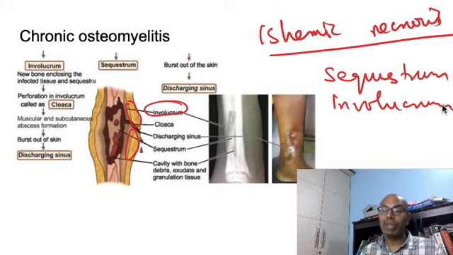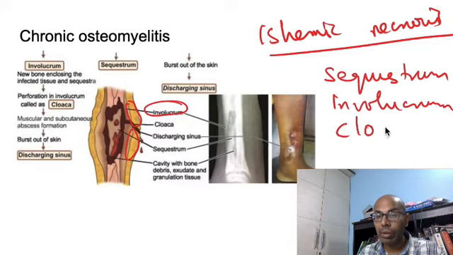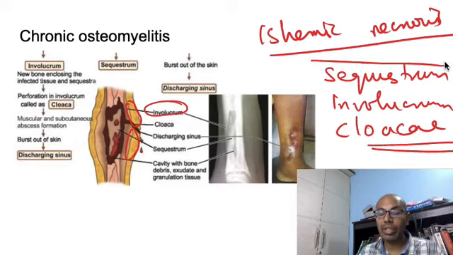Over a period of time, the involucrum gives way and there is a sinus, or a pathway for the discharge to happen, for pus to come out, and these openings are called cloacae, right? Sequestrum, involucrum, cloacae. Remember this is very often asked, and you must know it very clearly. We have discussed the various types of sequestrum in another video, and we will discuss further in future videos as well. So these are the parts of chronic osteomyelitis, right?